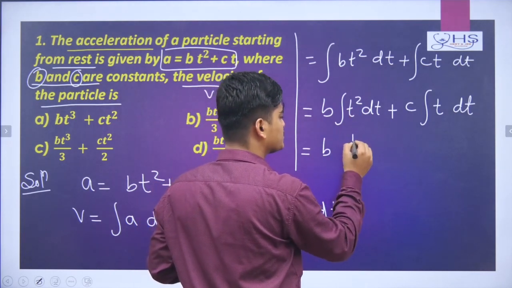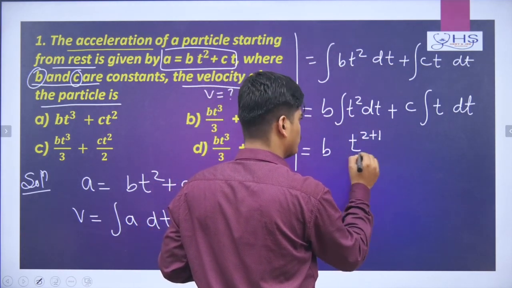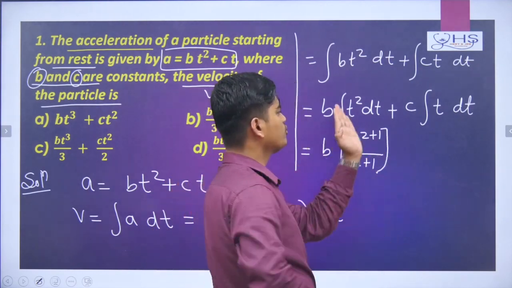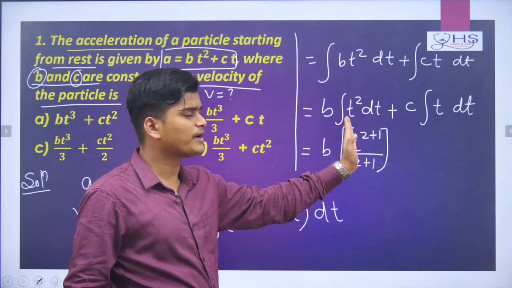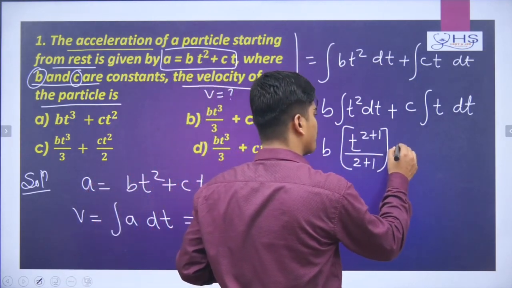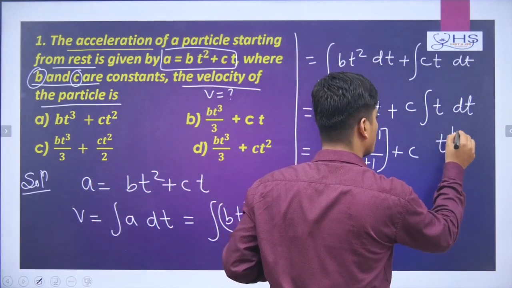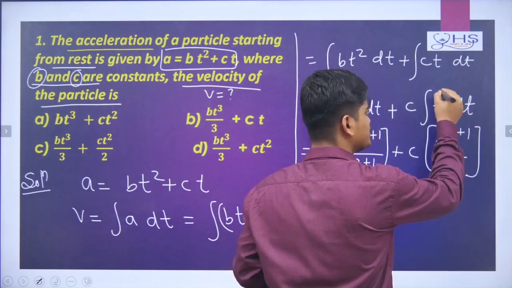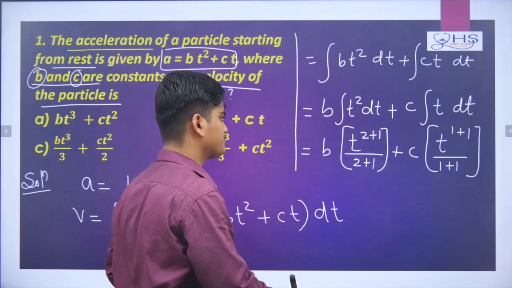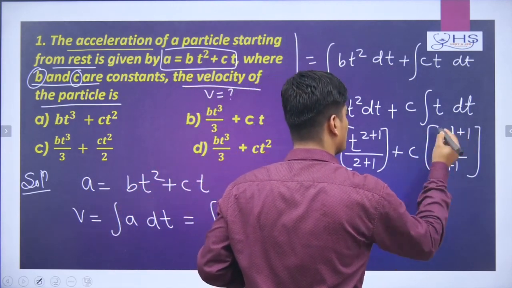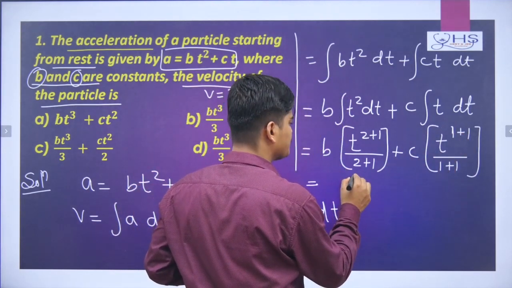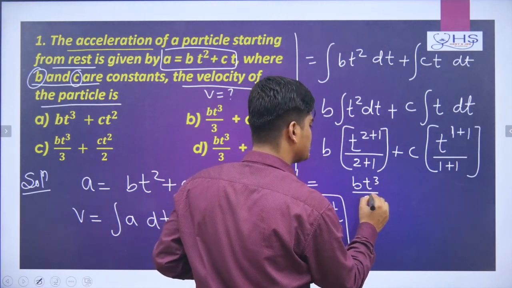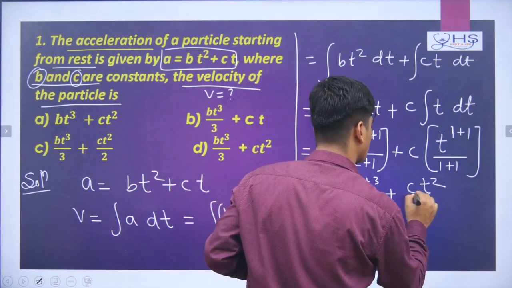Now t square integration is nothing but t to the power 2 plus 1 by 2 plus 1, because you know t to the power n dt integration is nothing but t to the power n plus 1 by n plus 1, plus c. Here it is t to the power 1 plus 1 by 1 plus 1, because here no power means 1 is there. Okay, so here it is 1. Now here how much is coming? Now see, it is b t to the power 3 by 3 plus c t to the power 2 by 2.